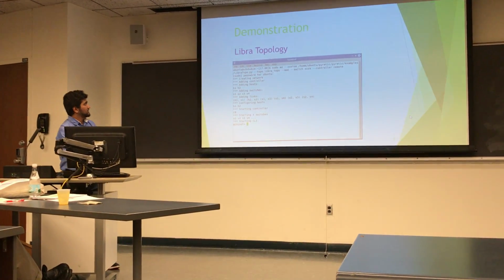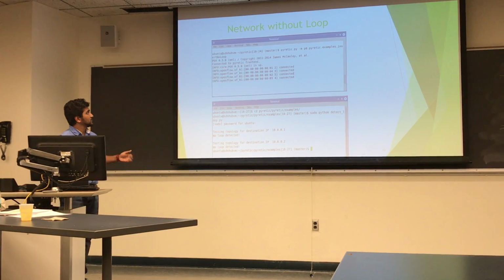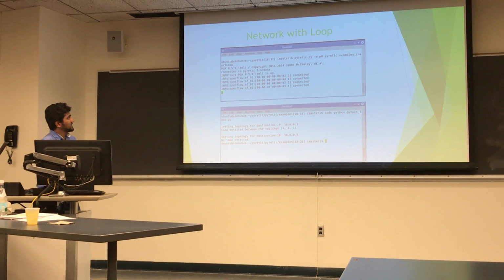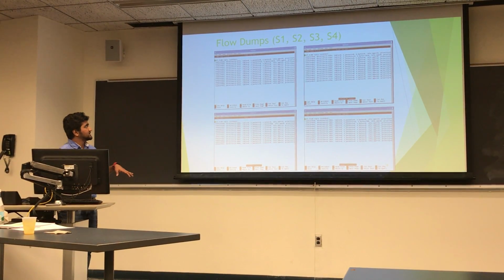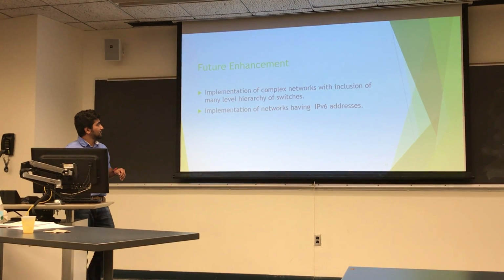So these are a few screenshots of the output. As you can see, these are screenshots for the Libra topology. These are the screenshots for the network without loop. These are the screenshots for the network with loop. And these are a few dump files which I got at switches S1, S2, S3, S4.